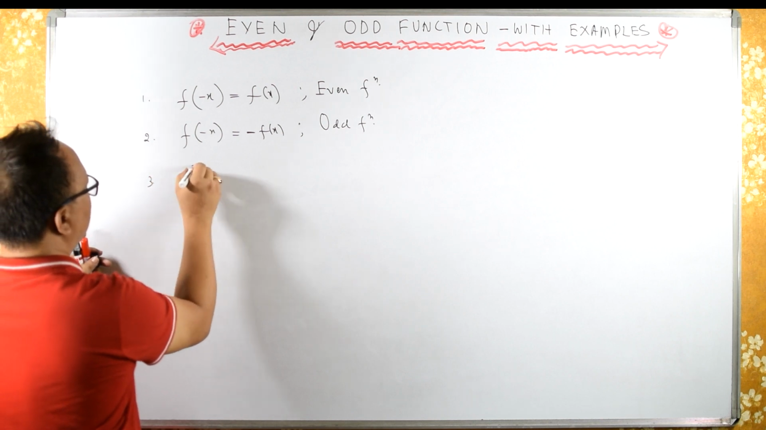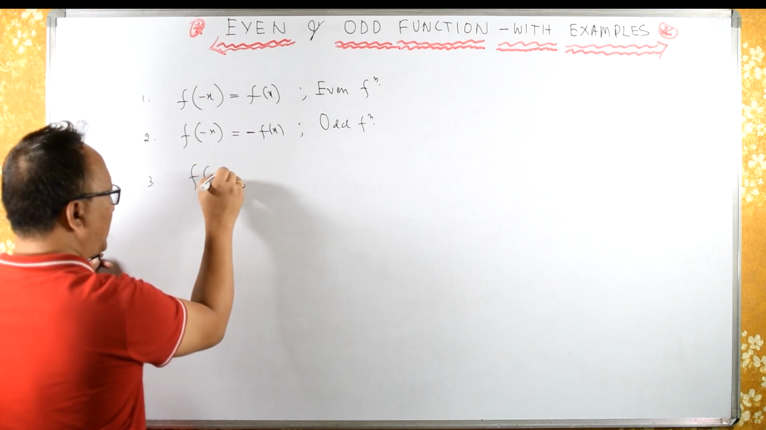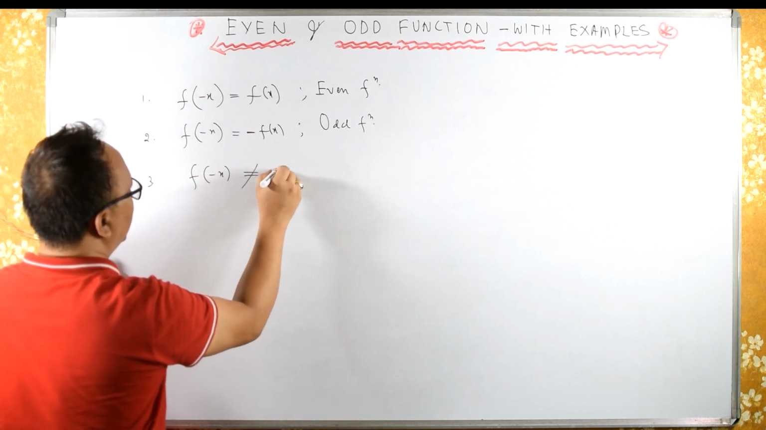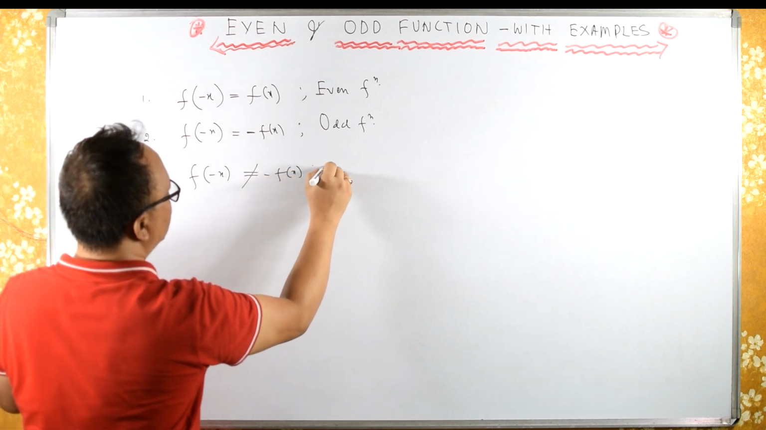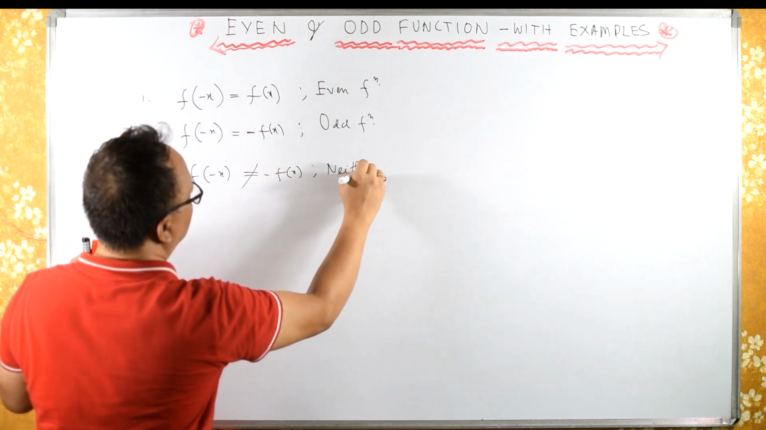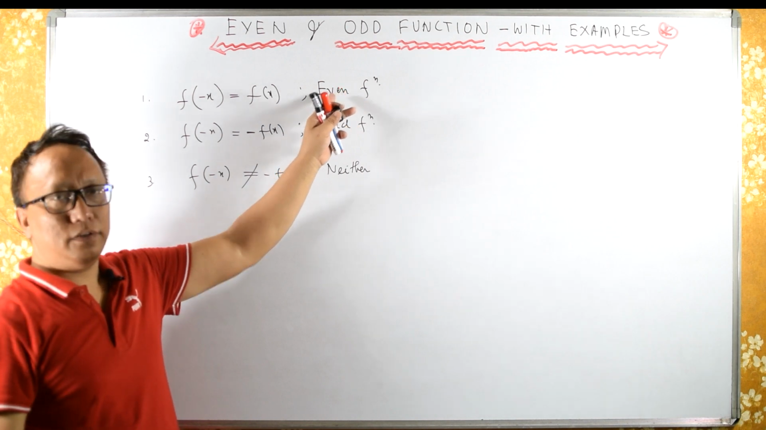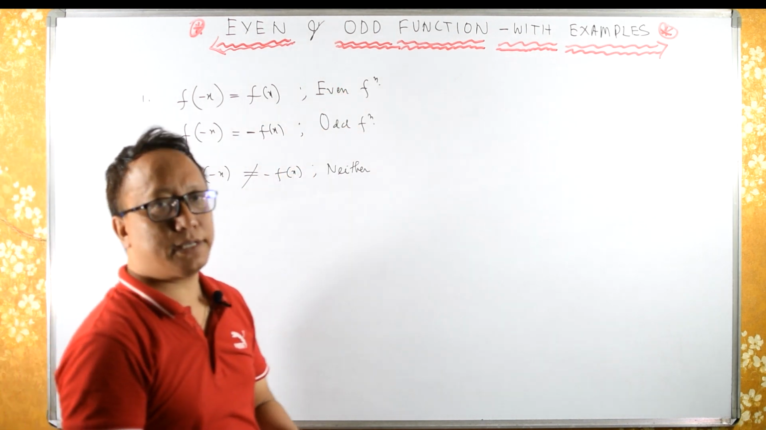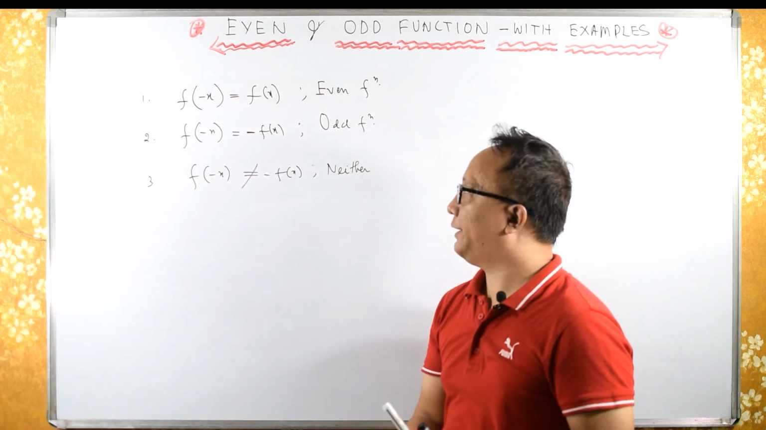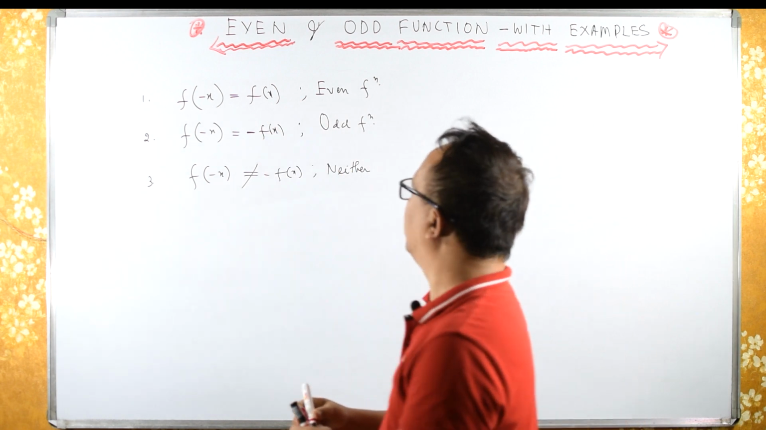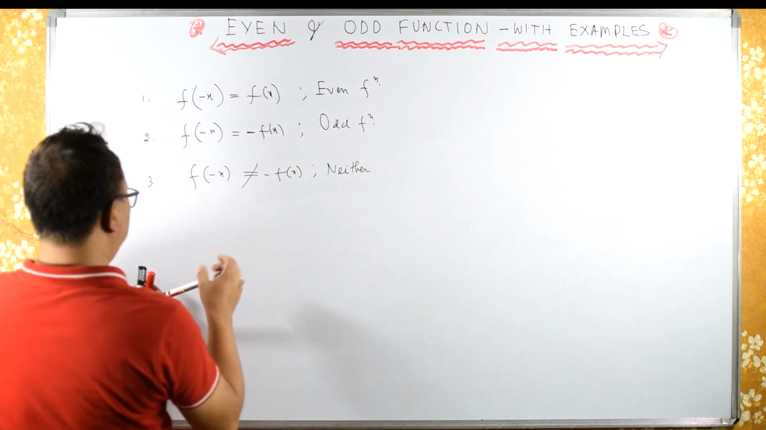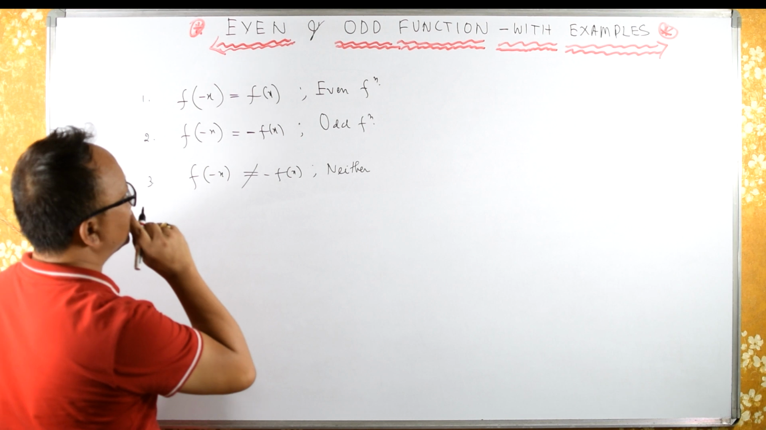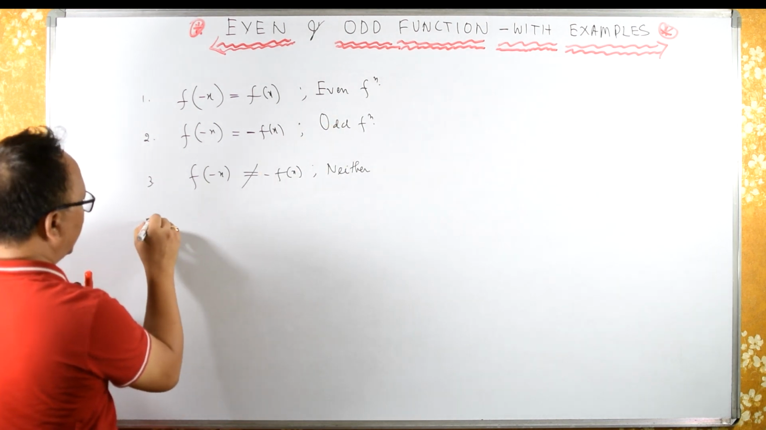And another case: if f of minus x is not equal to f of x and not equal to minus f of x, then that is neither even nor odd. Let's take some examples so that we can have a clear idea about all these definitions. Now let's see even functions. What are even functions? Let's take an example.